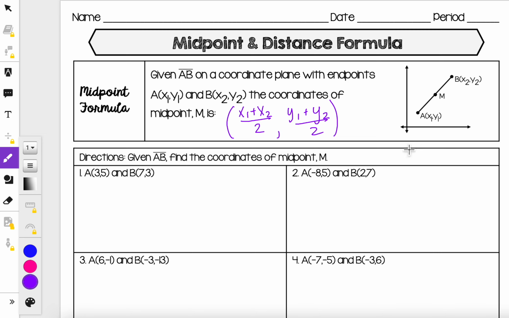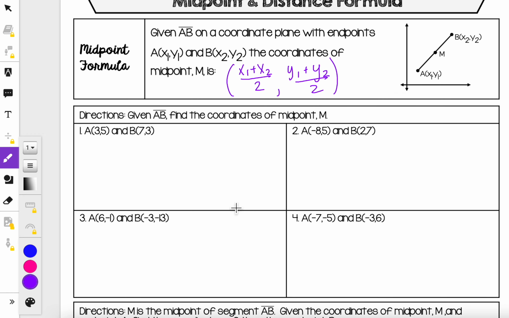So for the first 4 problems, it gives us the coordinates of our endpoints A and B, and we want to find the coordinates of the midpoint M, okay? So in our first segment, I'm going to label each of these x1, y1, and x2, y2. That's going to be especially important when we do the distance formula, so I just want to get in the habit of doing that now.